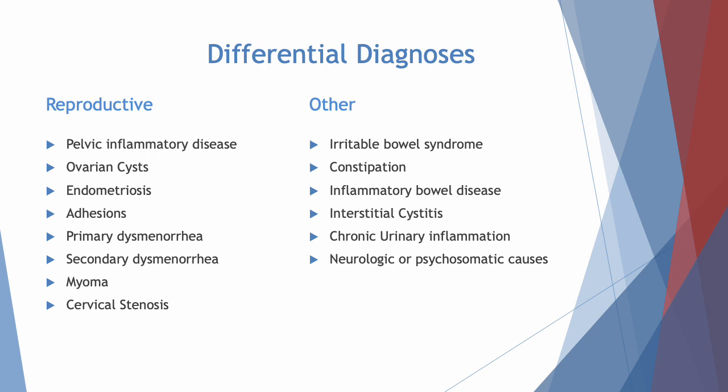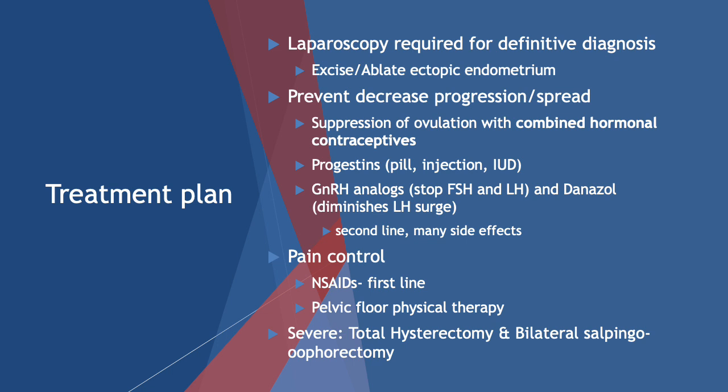Other syndromes she potentially could have are irritable bowel syndrome, constipation, inflammatory bowel disease, interstitial cystitis, chronic urinary inflammation, and then there could also be neurologic or psychosomatic causes. These are a little lower on the differential list just because they don't match up as much as the reproductive diseases.